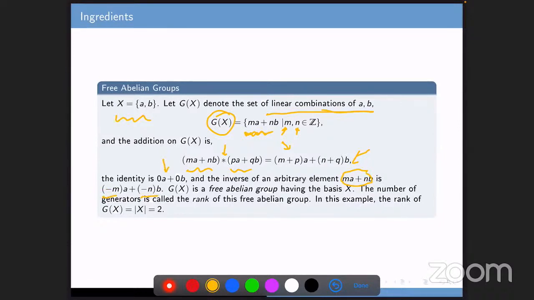Again, as I said, this has a formal general definition, but we just formed this with these two elements. We can form it with one element, three elements, right? One more thing: the number of generators is called the rank of this free abelian group. In this example, the rank is going to be 2 because the cardinality of X is 2. X has 2 elements.